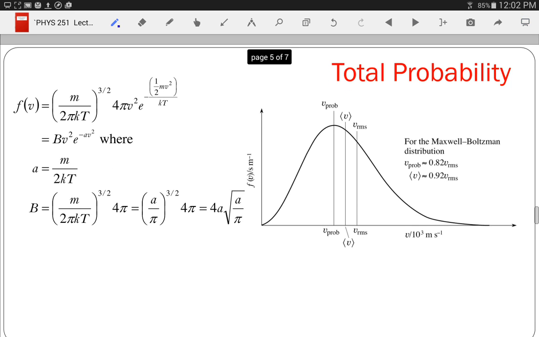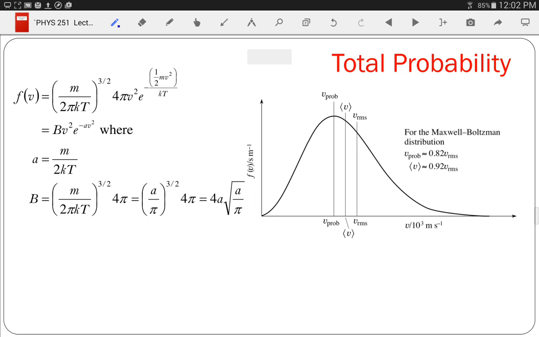Next one. Let us find the total probability. What did we say the total probability should come out to be? Yeah, 1. So we should have the total probability. Now I said the probability of being in v to v plus dv is given by f of v dv. So if I want to find the total probability, that's the probability of being in region dv.